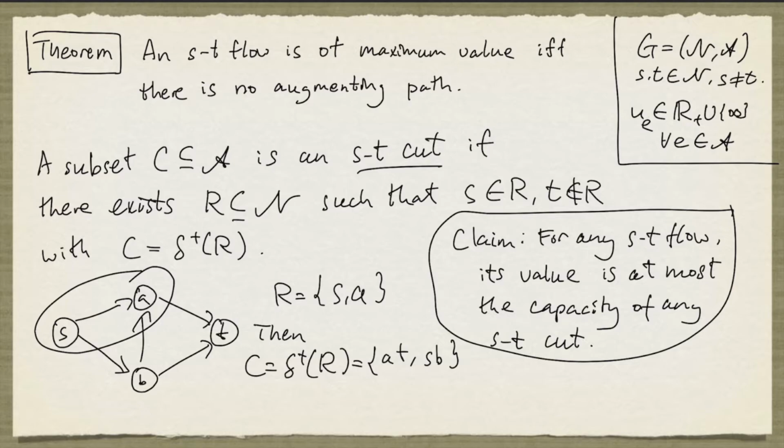So now that we know that any ST flow cannot have value exceeding the capacity of any ST cut, in order to show that some ST flow is of maximum value, what we can do is find an ST cut that has capacity same as the value of the flow. And it turns out that we can always do that. So let's see an example on how to construct such a cut.